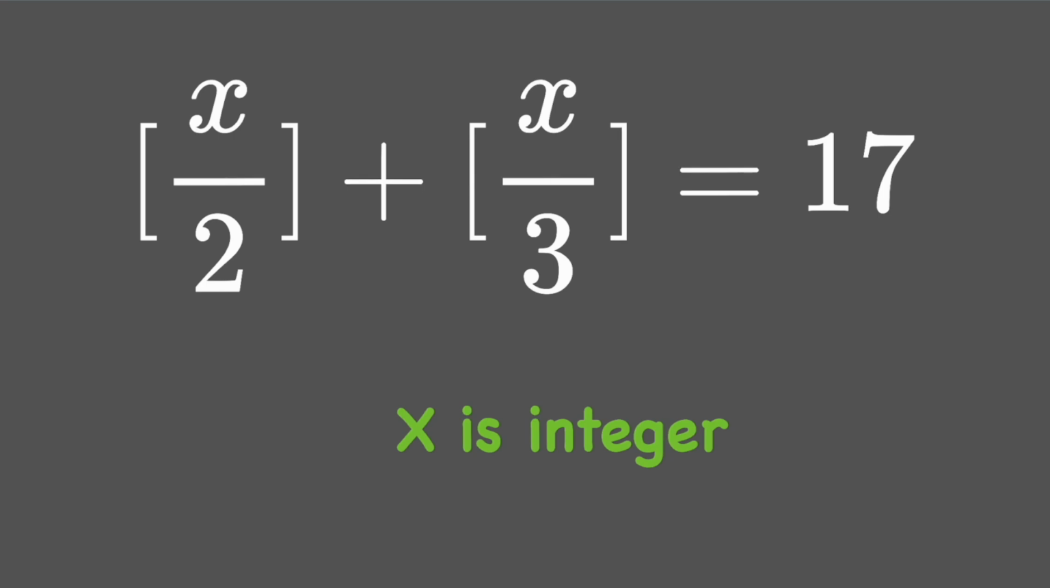Hi, welcome back. The problem today is about the equation floor of x over 2 plus floor of x over 3 equals 17, where x is an integer. Now let's get started.